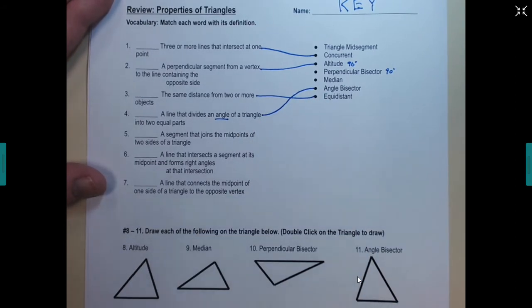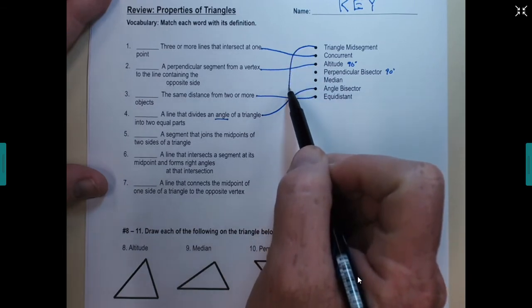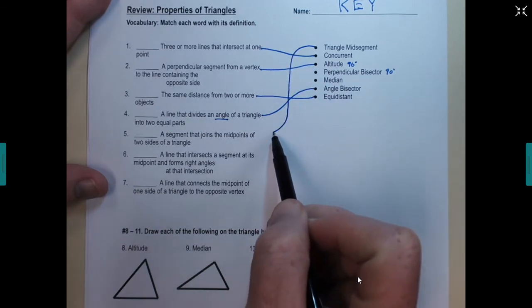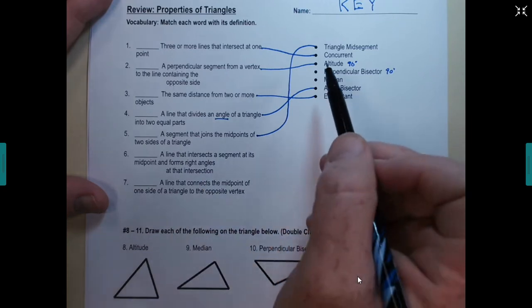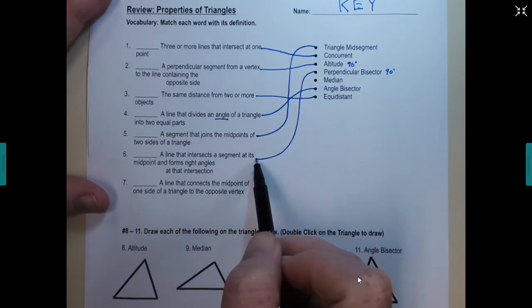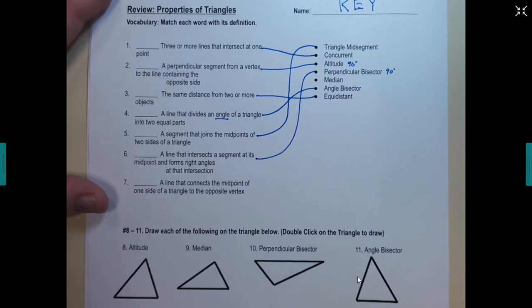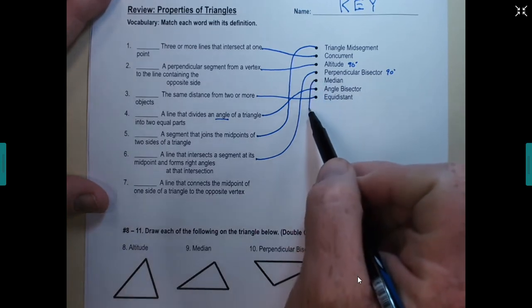A segment that joins the midpoints of two sides of a triangle. That is a mid-segment. A line that intersects a segment at its midpoint and forms a right angle. There's the other 90-degree one, and cutting that segment in half. And a line that connects the midpoint of one side of a triangle to the opposite vertex. Well, we only got one more option, but it is a median.